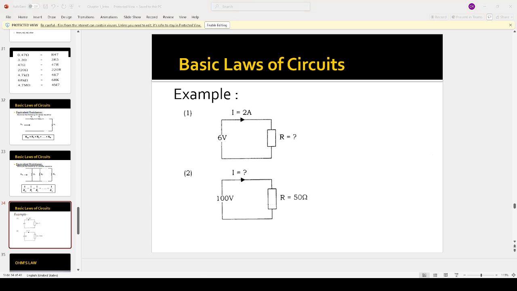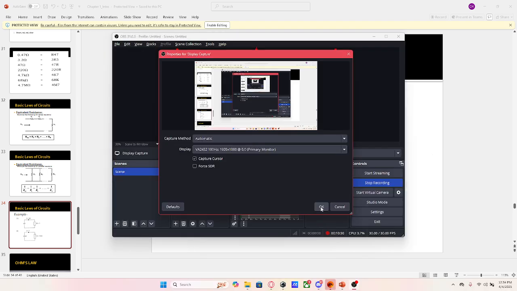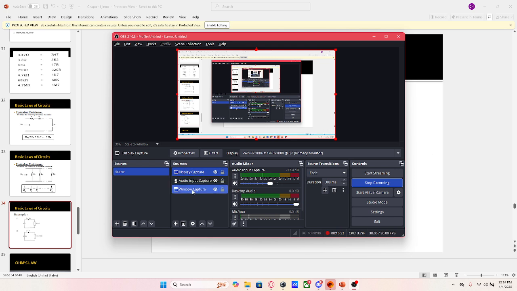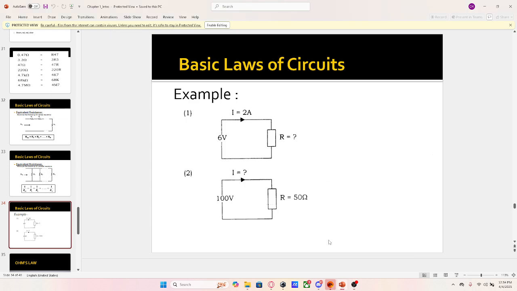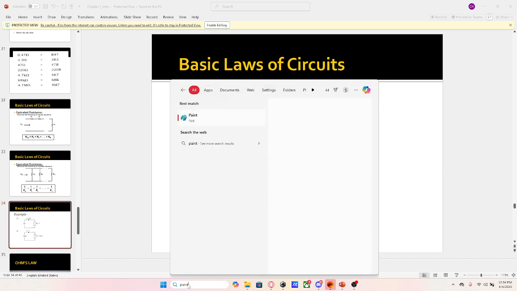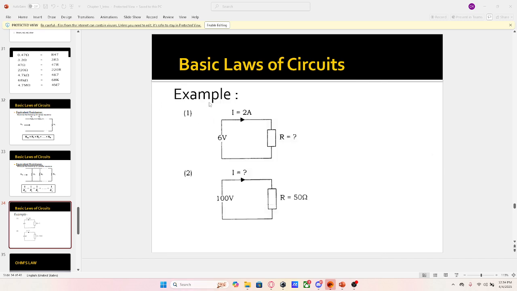So yeah, let me show you something. Display capture. Okay, so instead of showing you this, I'll show you in this app.